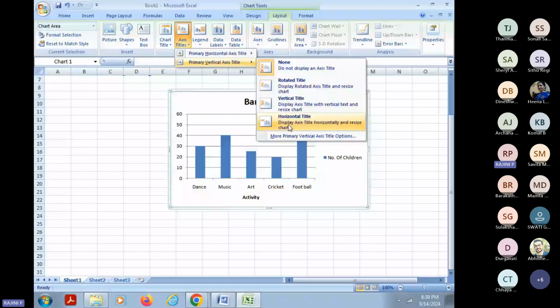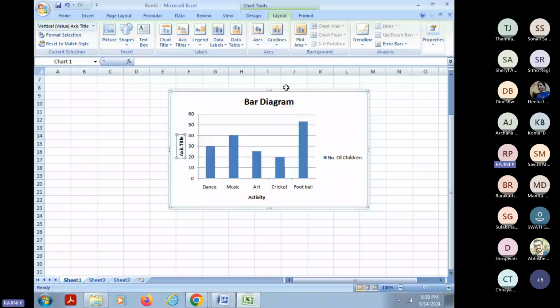I'm selecting the rotated title and here I'm writing number of children. Remember, always the frequency must be on y-axis. Is it clear? So this is a bar diagram.